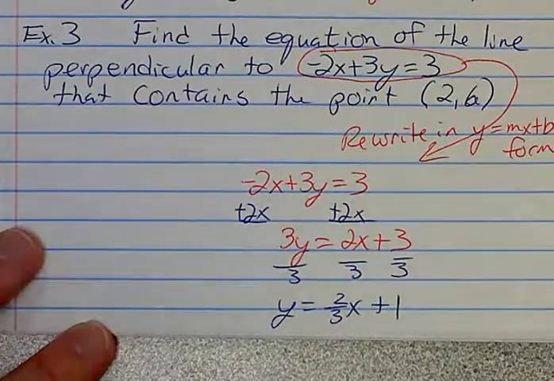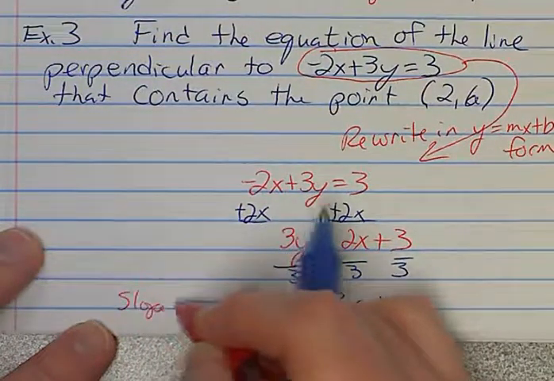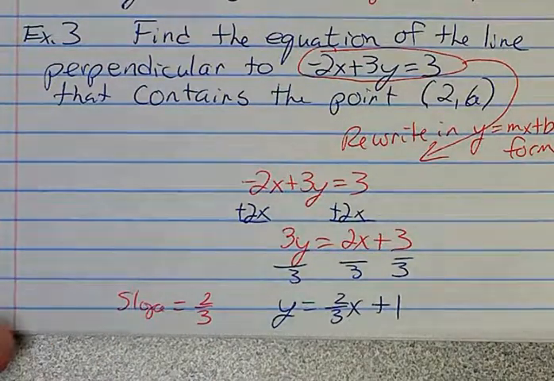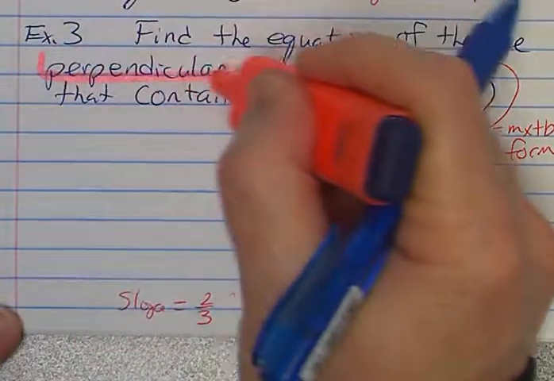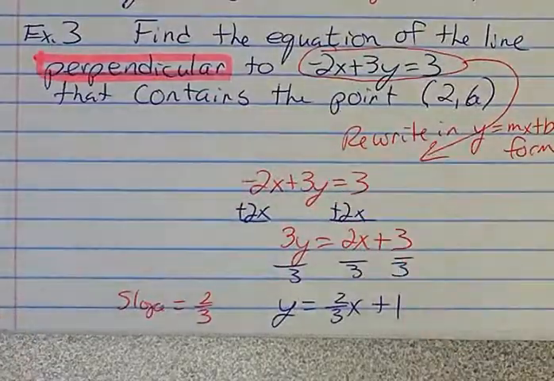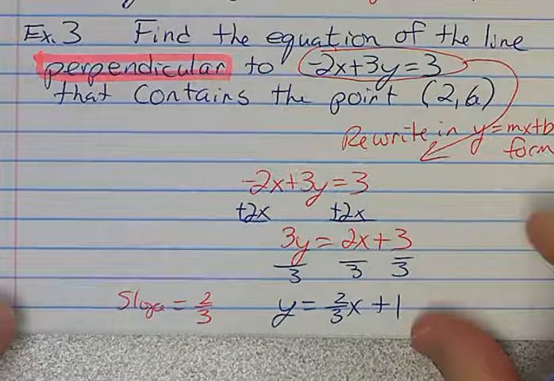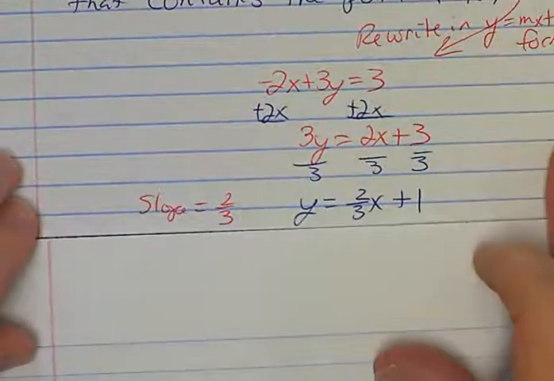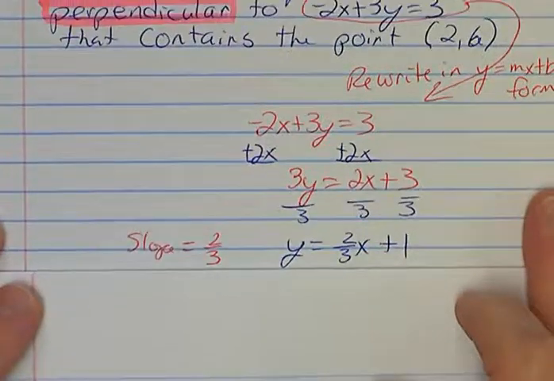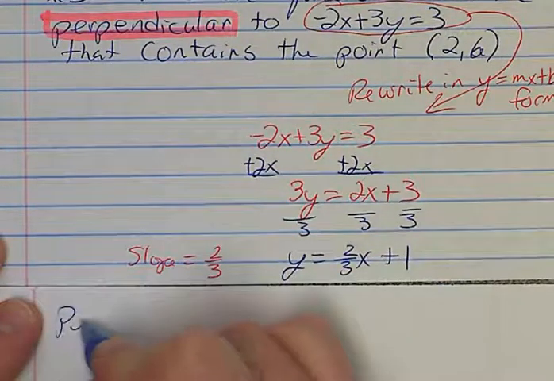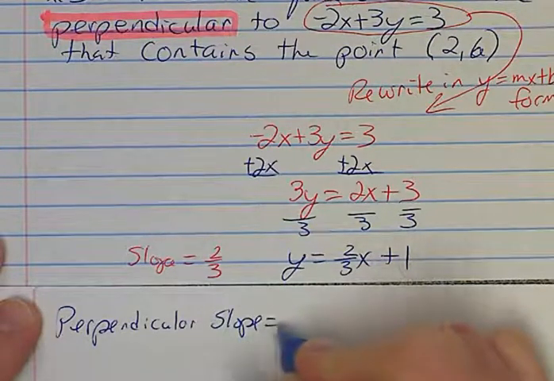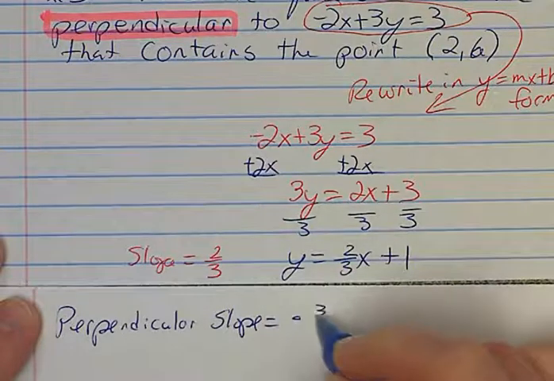Now again, key thing on this one is slope is 2/3. And again, what we need is not the same slope, but because it's perpendicular, we've got to change that slope from being 2/3. So if we need perpendicular for this thing, the perpendicular slope would be, change it from positive to negative, and then flip it upside down. -3/2.